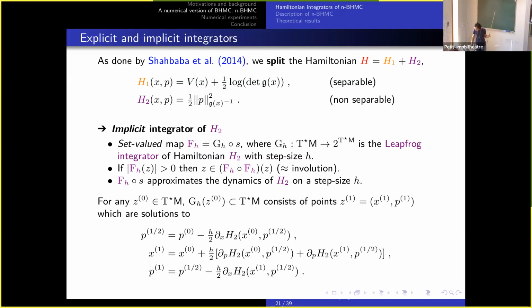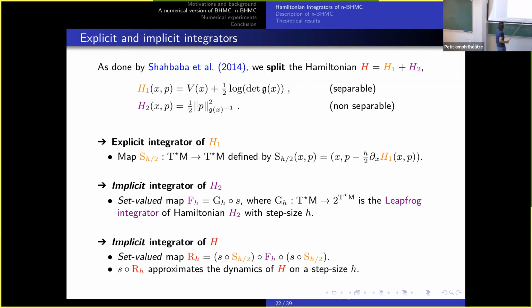Okay, now I have f of h, and what I will assume on f of h is that it's almost an involution, meaning that if I see it as a set-valued map, the composition of the function with itself, applied to z, I ask that z belongs to the composition of this function. And you can check it for, as I said, self-concordant functions. And you know that it's always non-empty if h is small enough, depending on the current state.